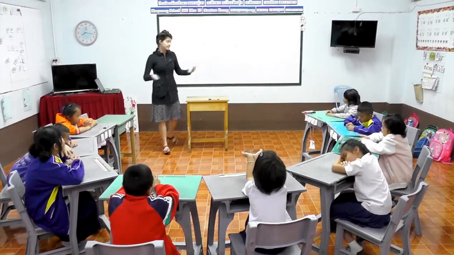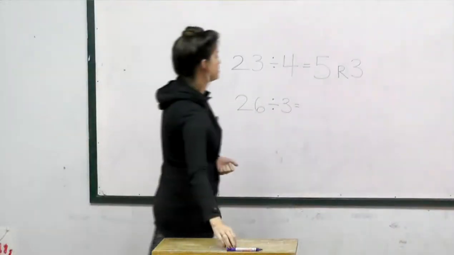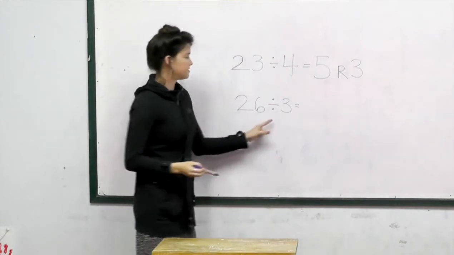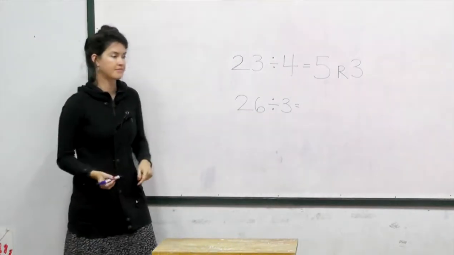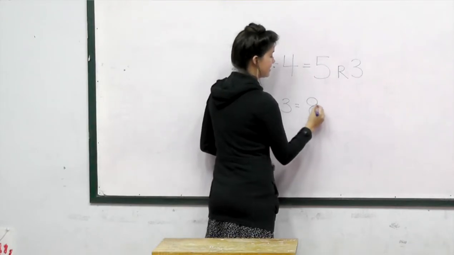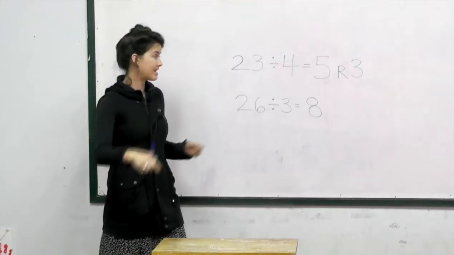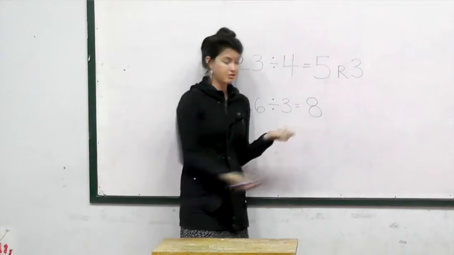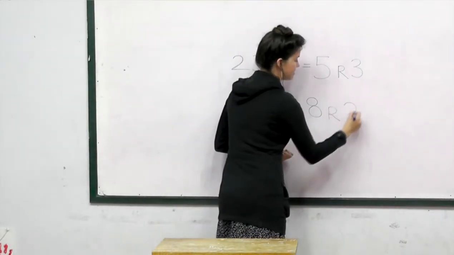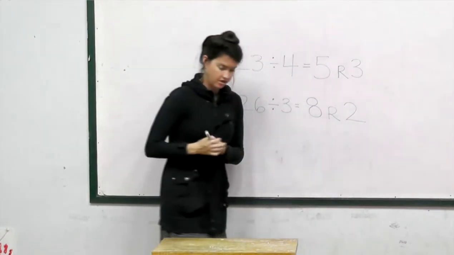I started with 26 eggs or beans. I shared with 3 friends. 26 divided by 3 equals 8 remainder 2. Good, because every friend has 8 beans. There's 2 left in my hand. So we say 8 R 2. You got it, friends.